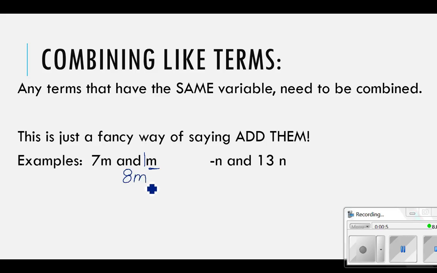In the other example, we have negative n and 13n. That's the same as negative 1n and 13n. If you made a t-chart with these two numbers, we have the 1 on the negative side and 13 on the positive side. Because they're on different sides, we're going to find the difference between them, and that would be 12. And 13 has the most points, so it is positive 12n.